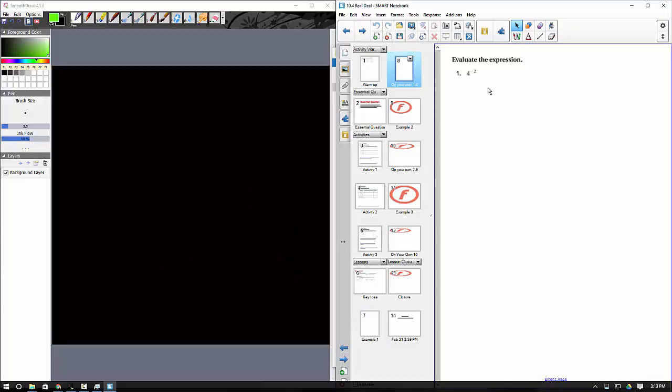So now we're going to look at this here, and I have 4 to the negative second, and I can write this a few ways. I could write it as 1 over 4 to the second, or I could say 1 over 16. But that's what this means here.